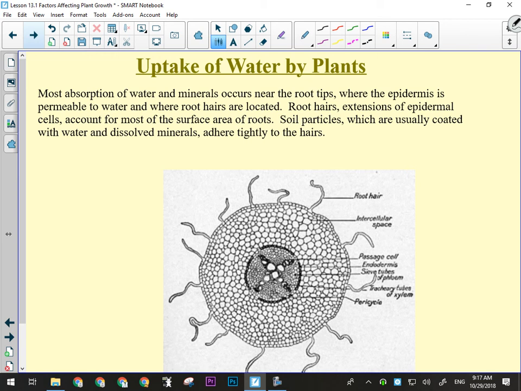So the tips of the roots are the ones responsible for taking up most of the water, which is why something like a carrot or a beet has those tiny little root hairs coming off of it. Those are the parts that have the high surface area to volume ratio that we talked about last week. They're the ones that are able to absorb more of the moisture and nutrients.